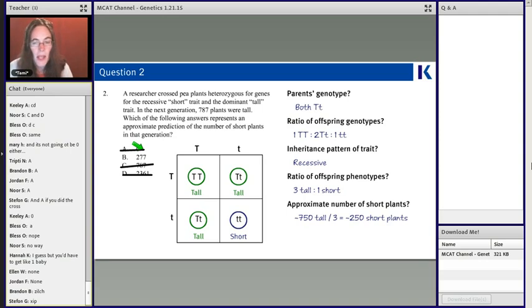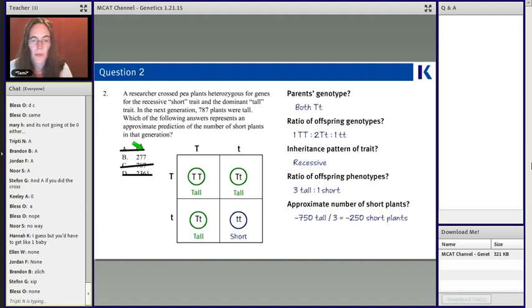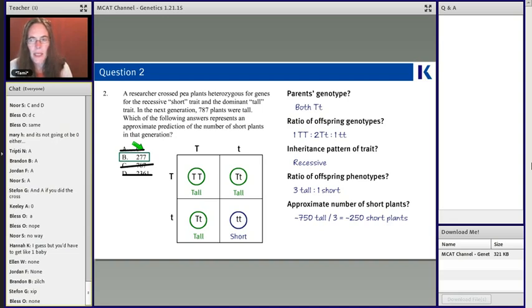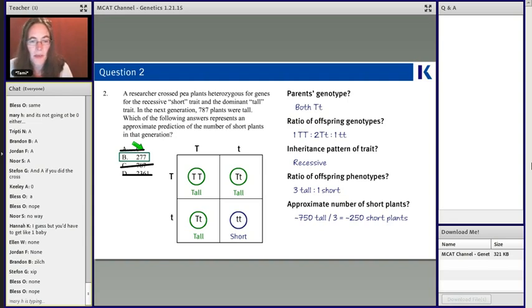If I did need to do math, the approximate number of short plants is 1/3 of the tall plants. So I would take my 787, I'm rounding it down to 750 because 750 divided by 3 is easy. So I should have somewhere around 250 short plants. If I did do the math, that's how I would do it. Do I have to do the math? Nope. I didn't need to. Be very clever on test day. Use those critical thinking skills that you are learning from your teachers so that you don't have to waste the time to do the math here.